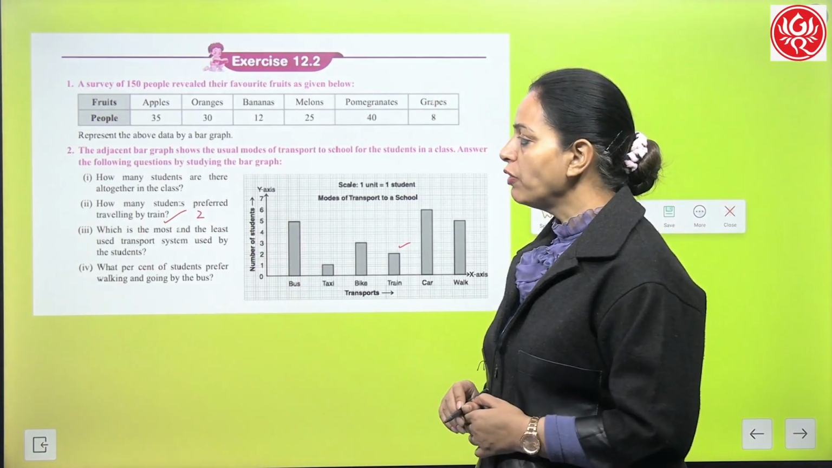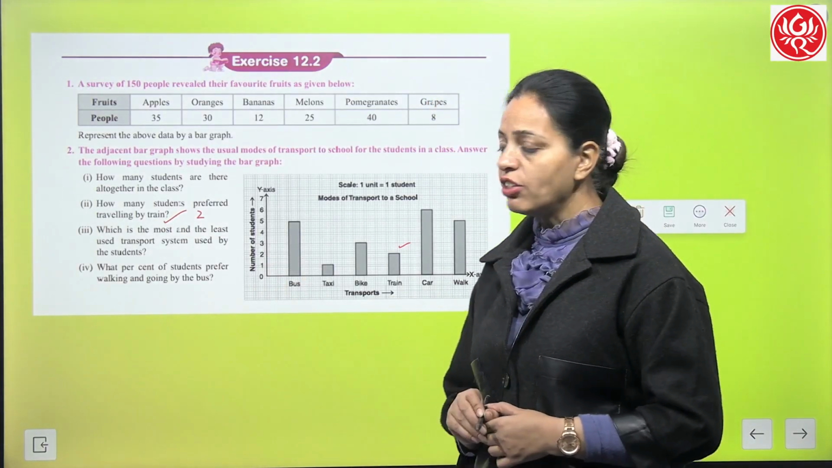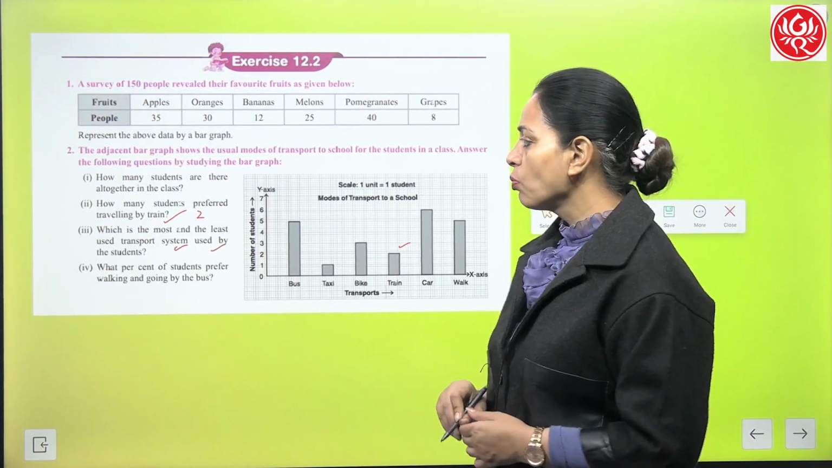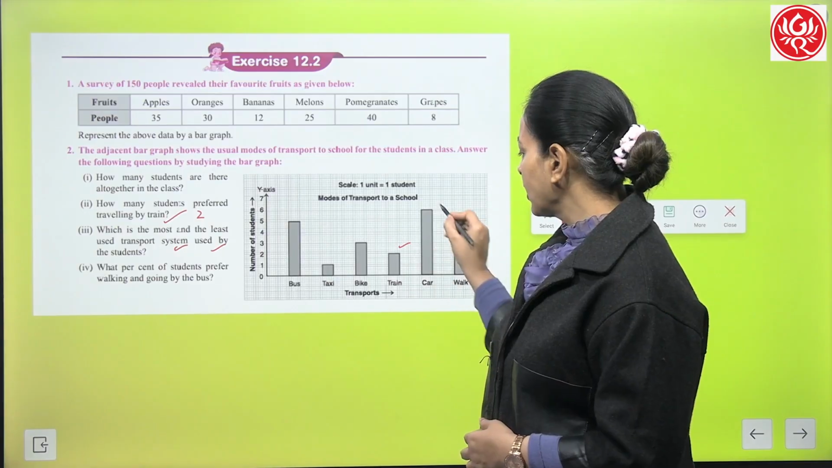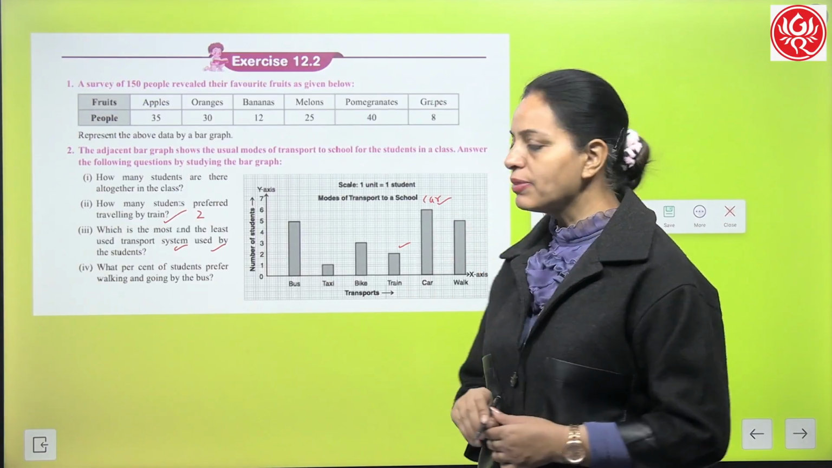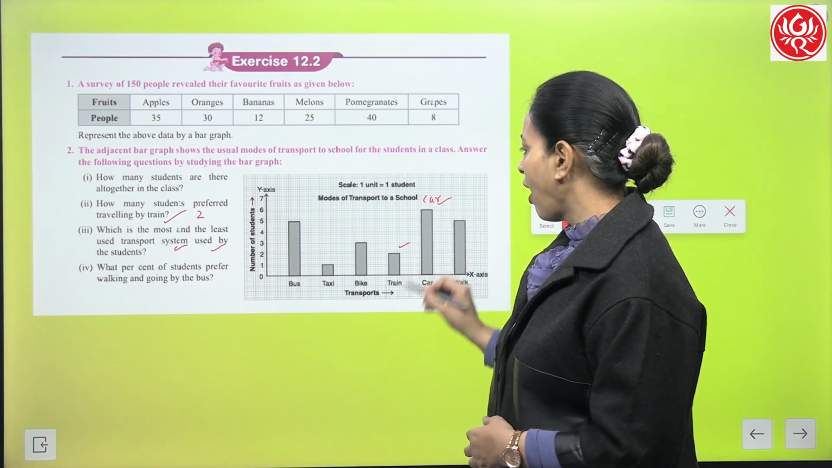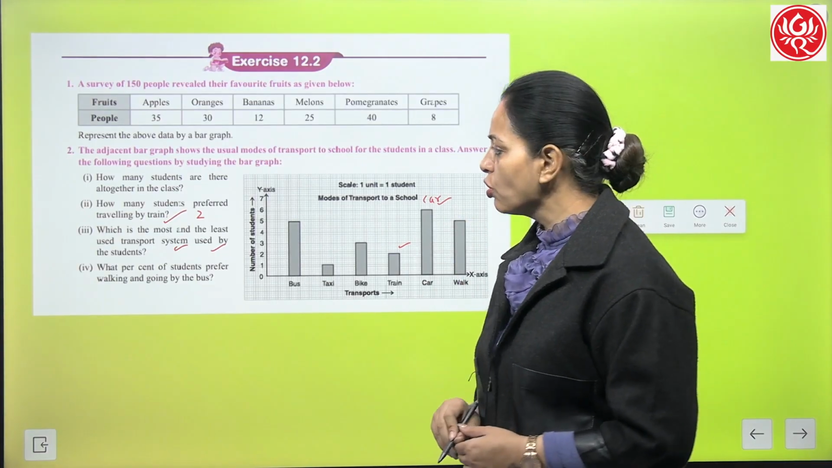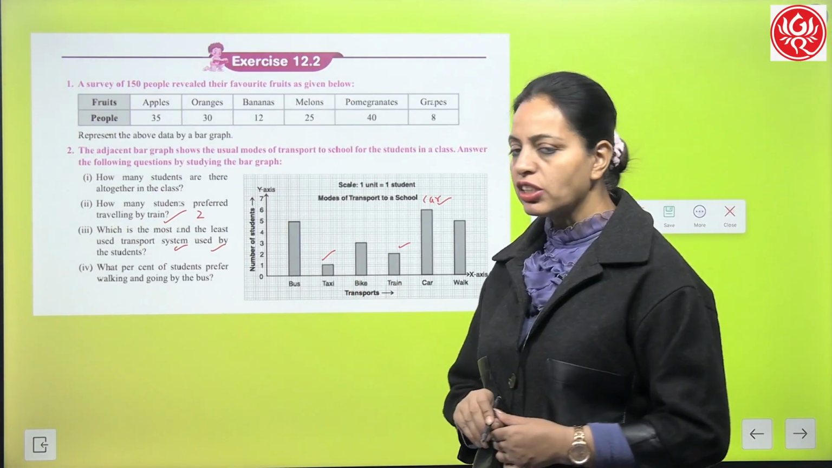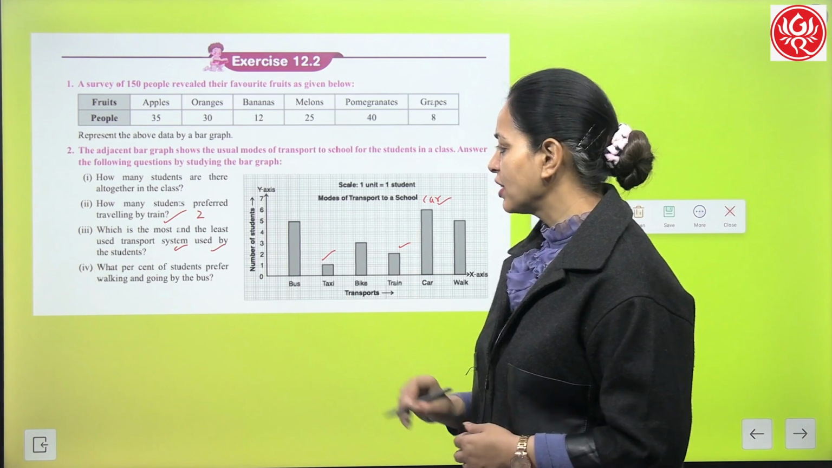Okay, the third one, which is the most and the least used transport system used by the students. The most used one is car. Maximum 6 students are using car. So car is the most used, and the least used is taxi. Only one student is using taxi, right?